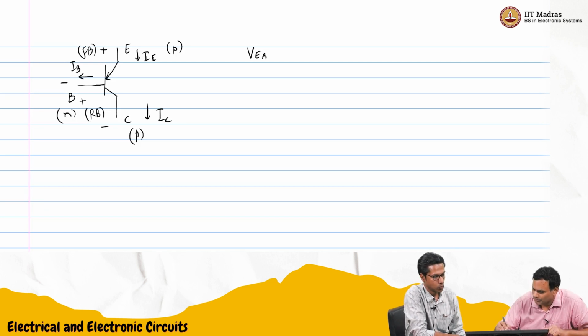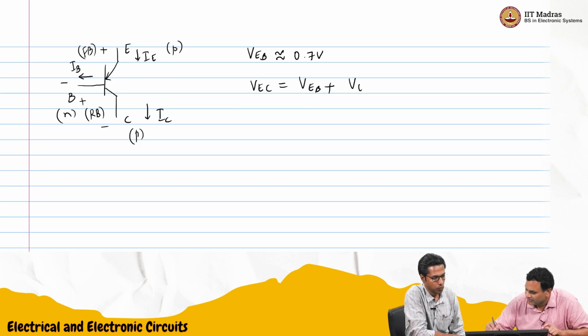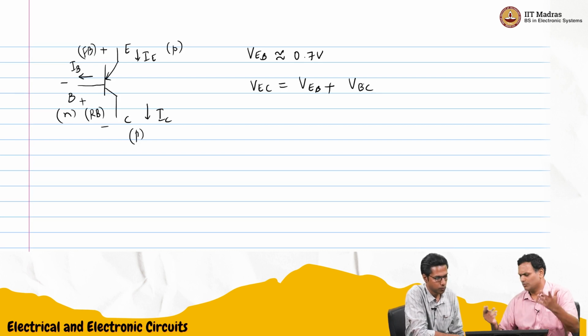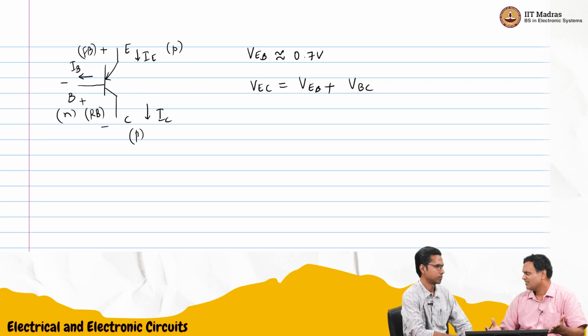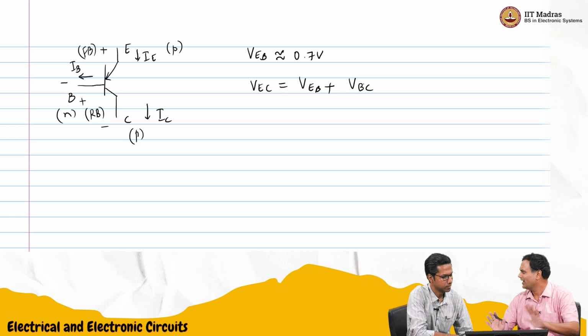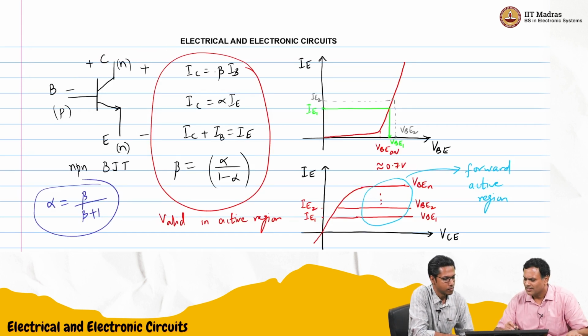So EB is about 0.7 volts, let us say. And now you talk about emitter collector voltage, which will be VEB plus VBC. And VEB will be 0.7. So now we know this. All other relations stay the same. Alpha, beta, we don't need to write it explicitly. So IC is beta times IB, IC is alpha times IE, they all remain the same.